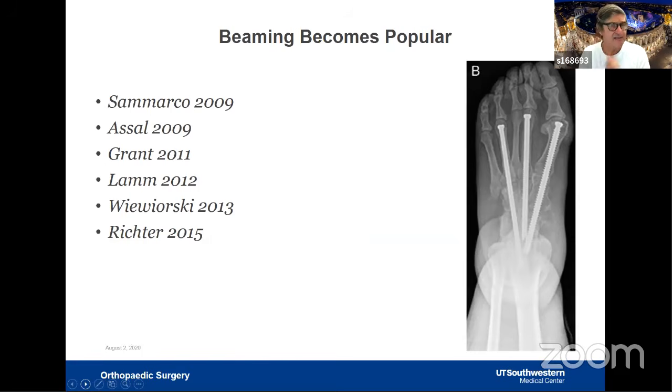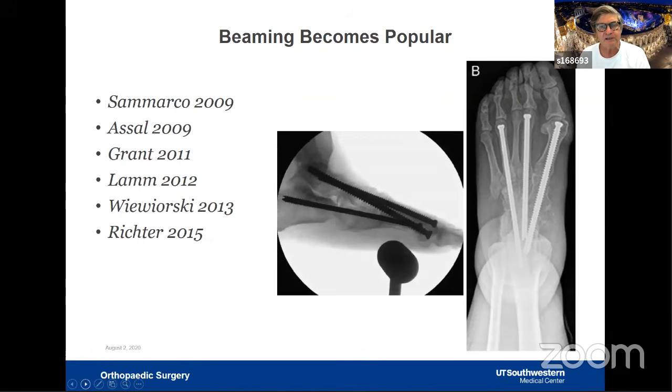And then about 2009, Dr. Samarco reported on his results, and then several others over the next several years, so that beaming has become much more common, as you can see illustrated in this particular photo. It actually is a really nice way to treat these. It's deceptively difficult to get these screws intramedullary, and it takes some experience, and you have to work with fluoroscopy to do so.